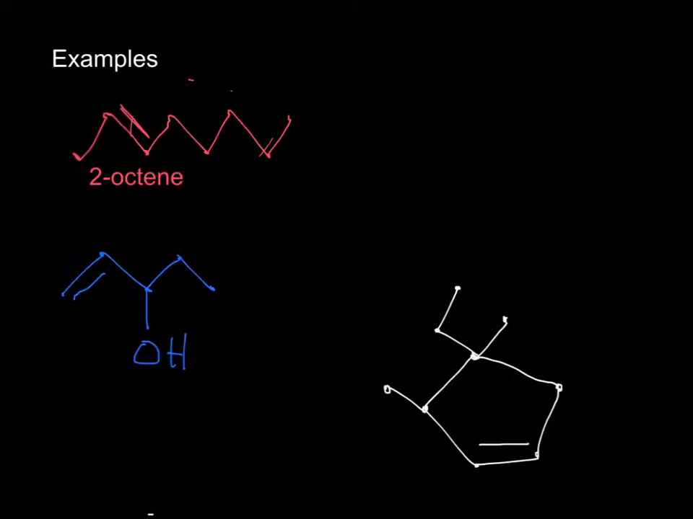Now if we look at this colored one, what is the longest carbon containing chain here? 5, and so its root would be pent. And what would the ending be on this one? Ol, because it's got the alcohol there. And so let me attempt to draw this one.